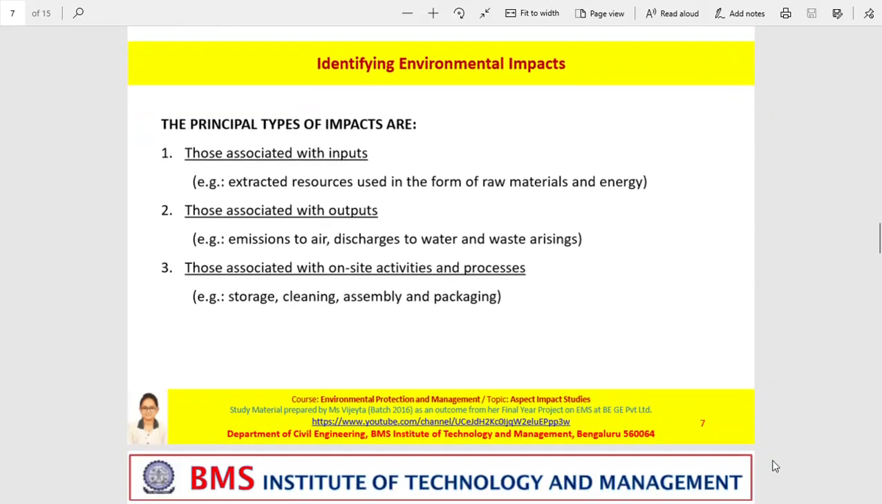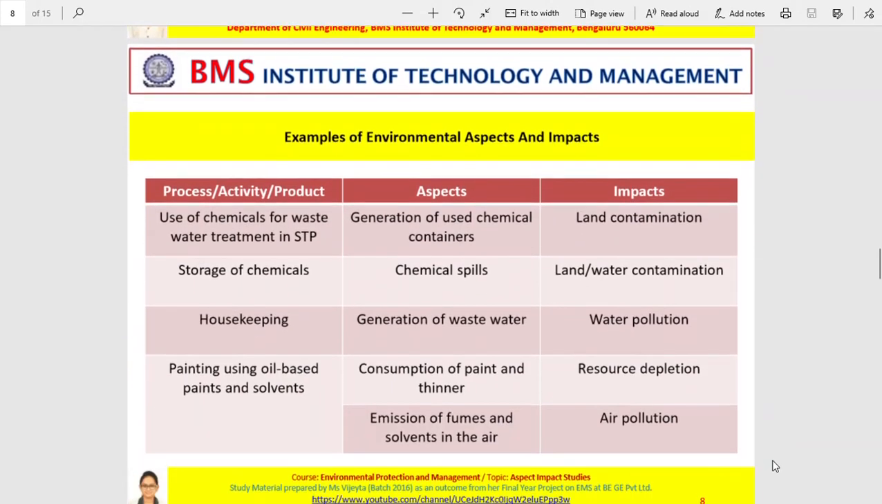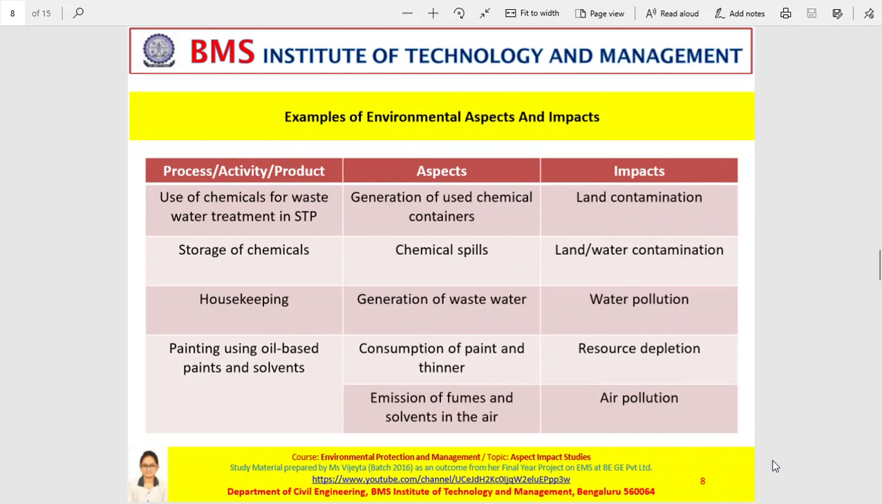Moving on to the next slide, slide 8. Some examples on environmental aspect and impact. Example 1. Activity is use of chemicals for wastewater treatment in STP, sewage treatment plant. The aspect is generation of used chemical containers, and the impact for this would be land contamination. Example 2. The activity is storage of chemicals.